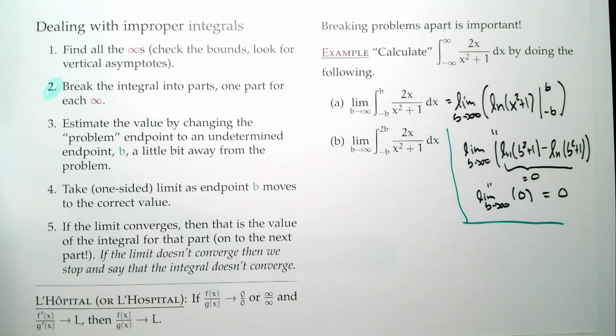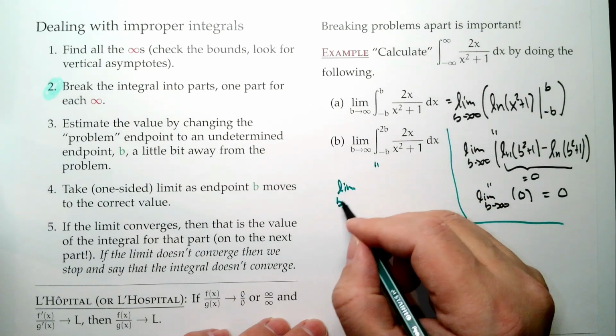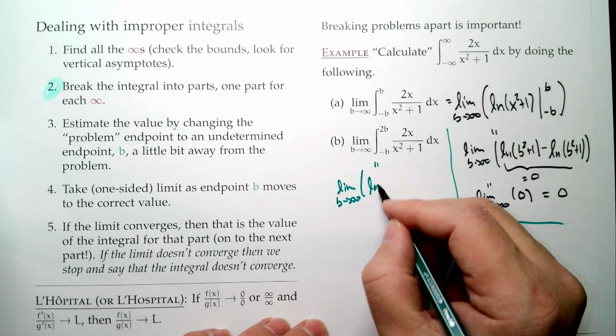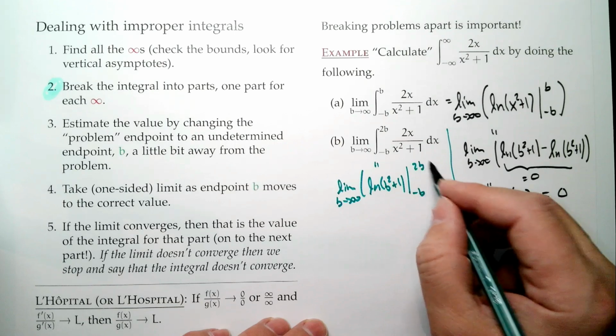I'm still getting all the stuff covered. So you could really argue that justifiably, yes, this is going to get us from negative infinity to positive infinity, and life is good. So we do the same steps. It's the same function. So we still have the limit as b goes to infinity, log of b squared plus 1, evaluated from negative b to 2b.